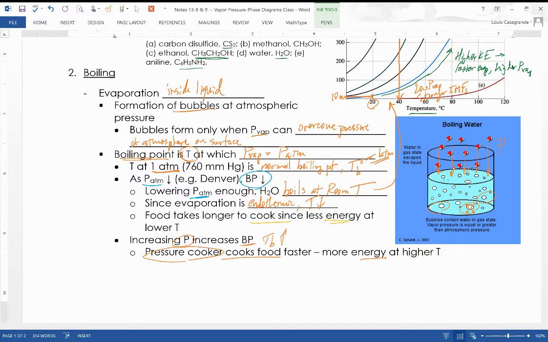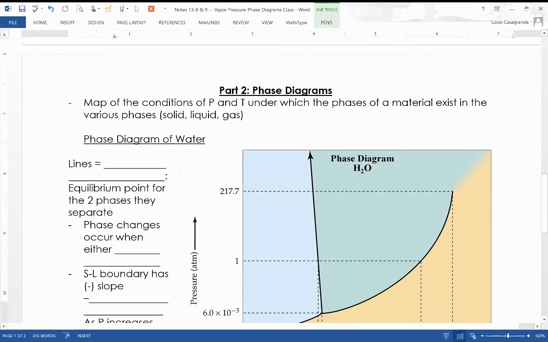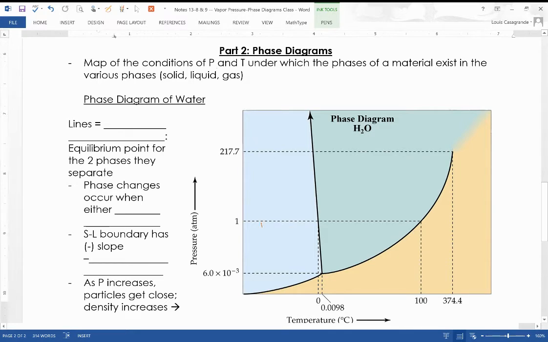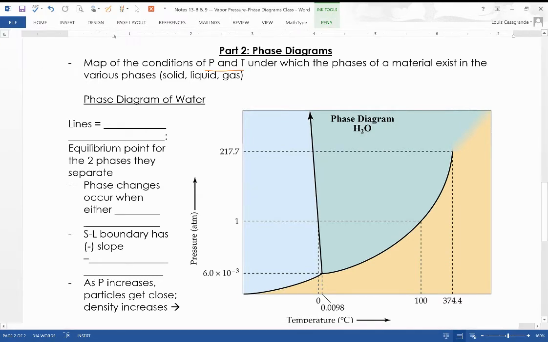All right, so this interface between boiling and liquid, this vapor pressure line, actually is part of a bigger diagram. And if we turn onto the next page, we're going to see that diagram. Those diagrams are called phase diagrams. A phase diagram is just a map of the conditions of pressure and temperature under which each of the phases of material exist. So I've got water's phase diagram here. The first thing I want to do is put in the different phases. Water is a solid in this region, a liquid in this region, and a gas over here.